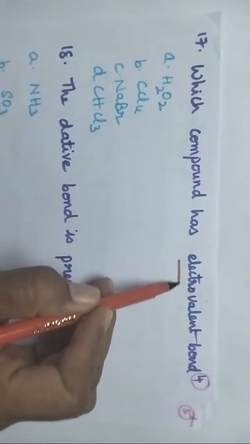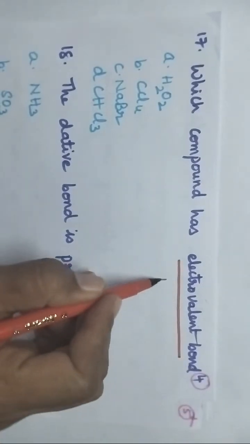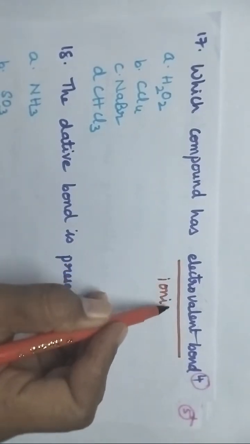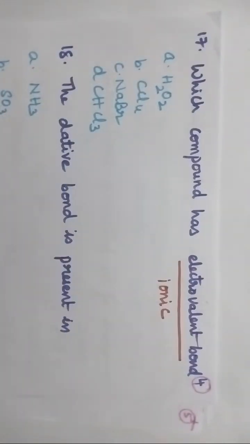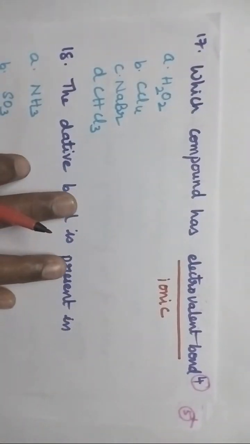So, coming to the 17th question. Which compound has electrovalent bond? What do you mean by electrovalent bond? That is nothing but ionic bond. Now, identify in which of the following compounds ionic bond is present. It is so simple to identify.